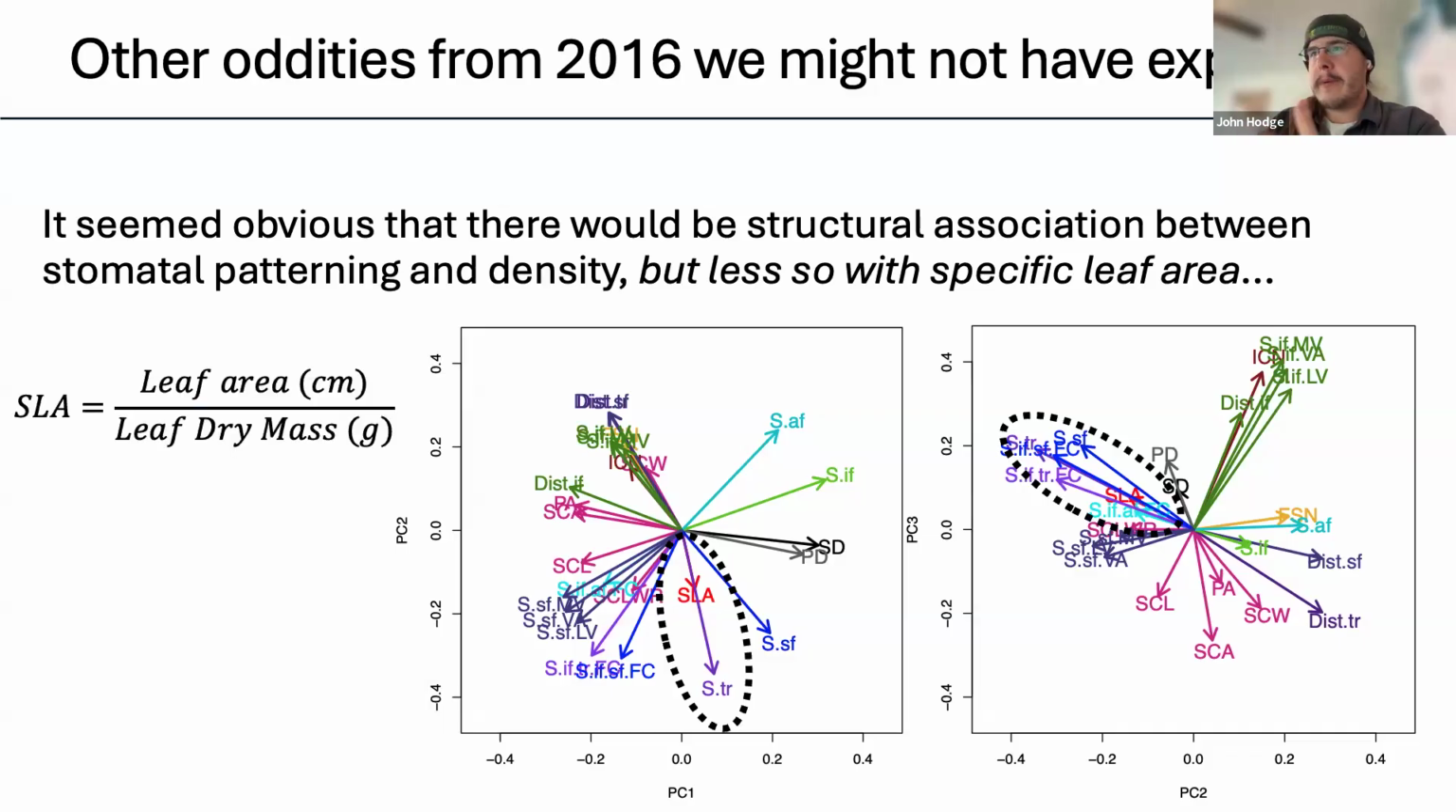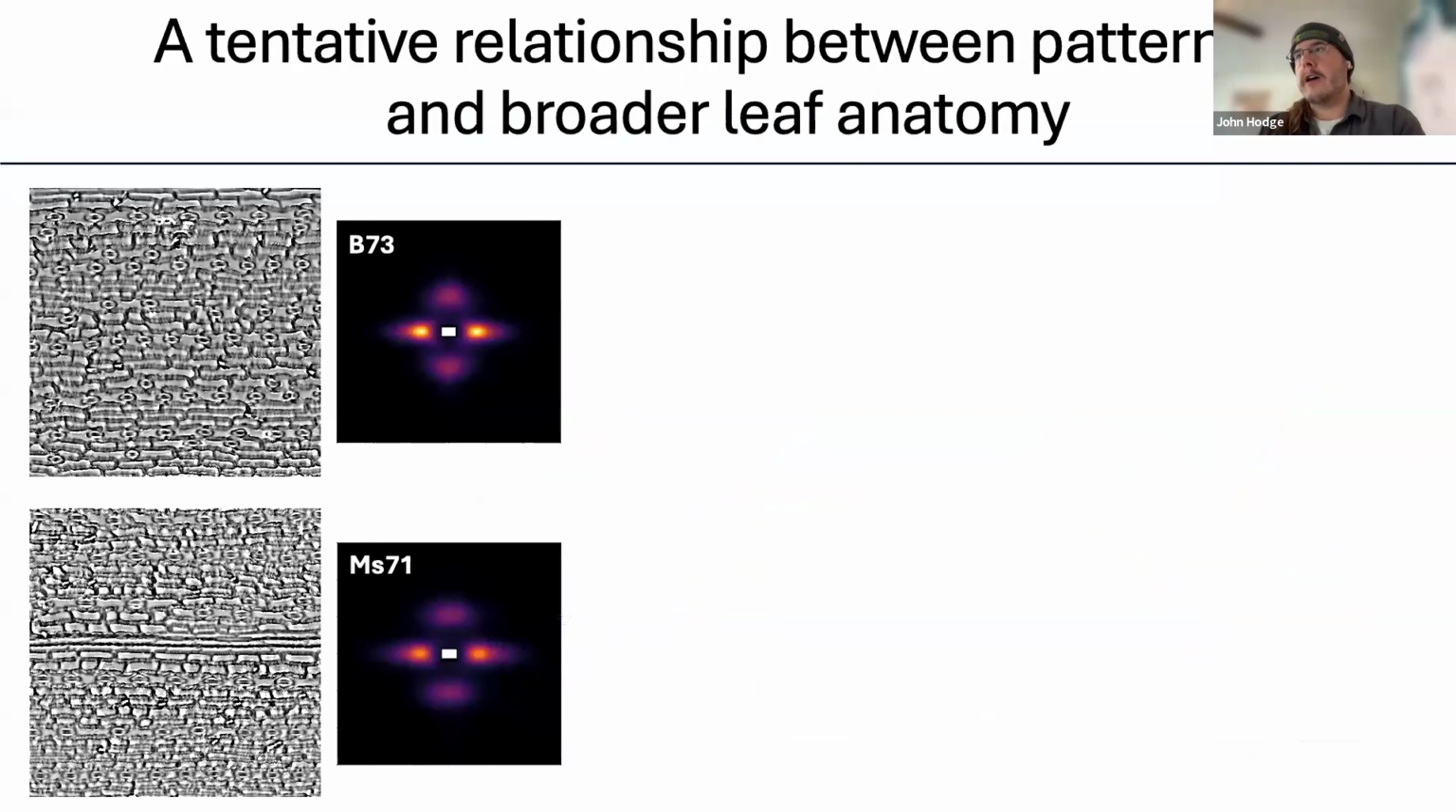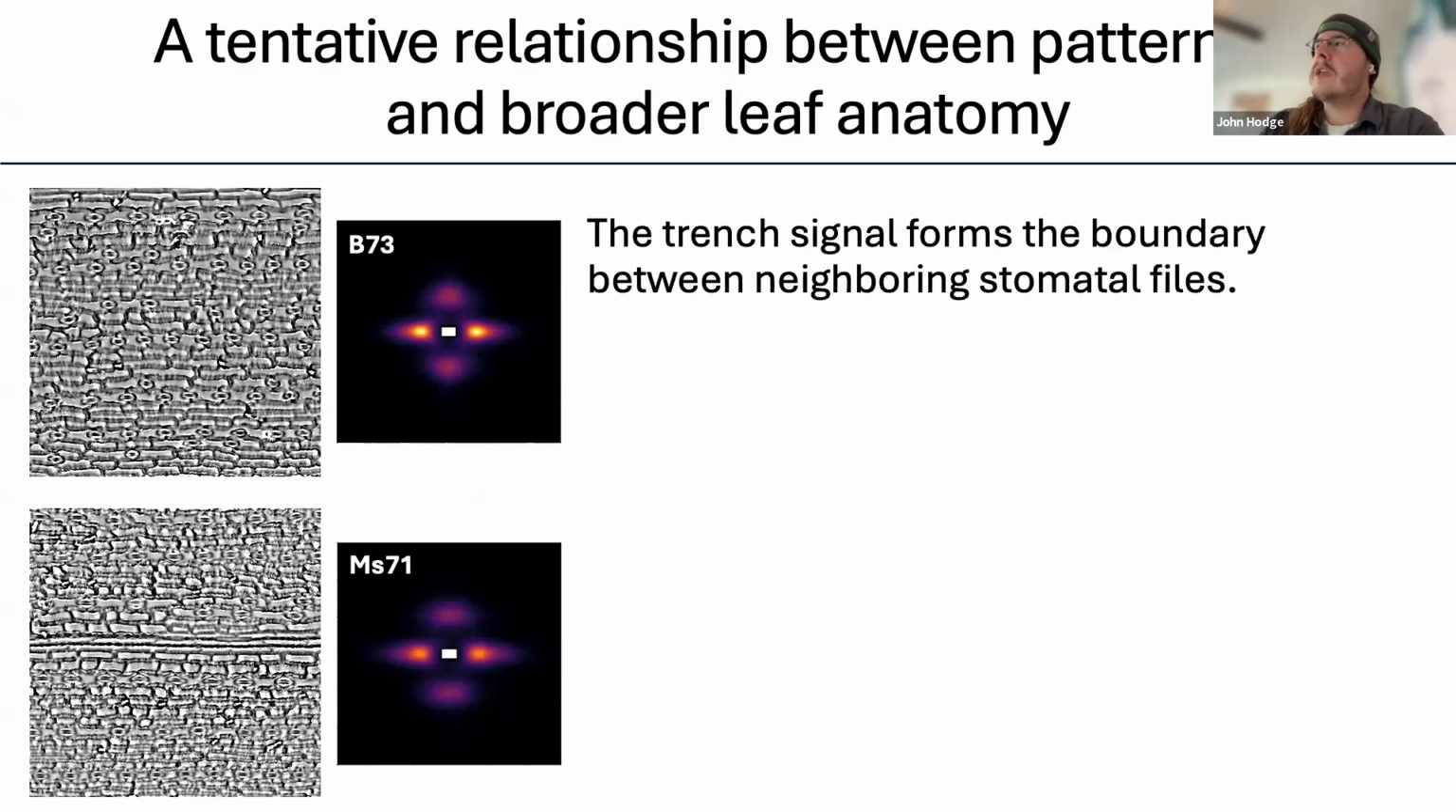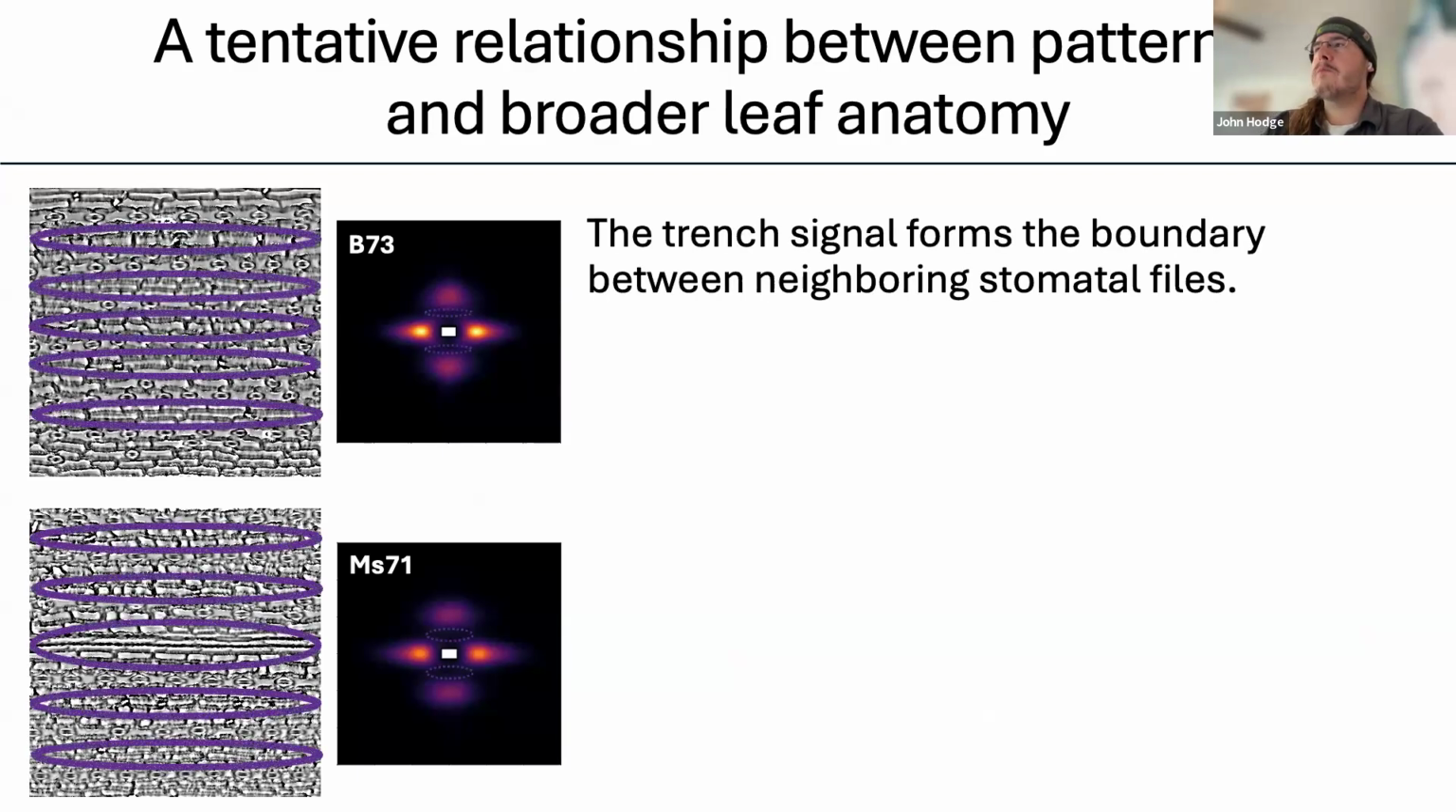And for those that don't think about SLA very often, this is basically just leaf area normalized by the dry mass of that same area. And so this is a generic way of measuring the average leaf density. If we circle back and think about how the broader leaf was put together, here we're going to look at B73 and MS71. We can see that we have these trenches that we already know to expect.